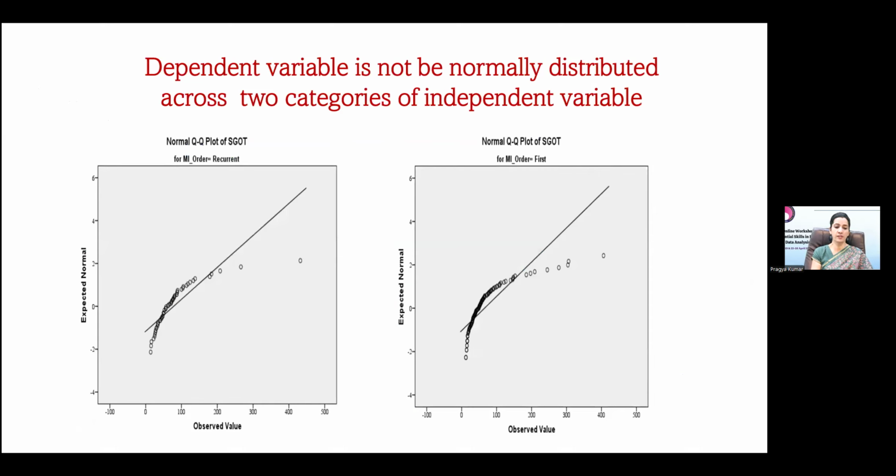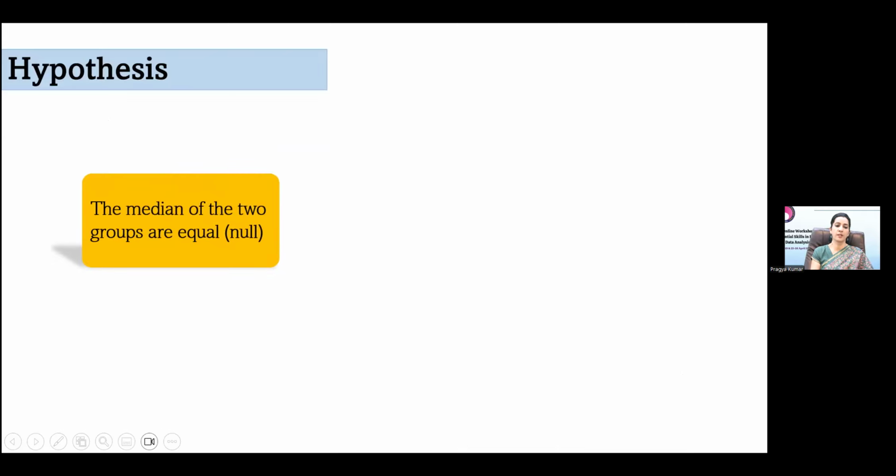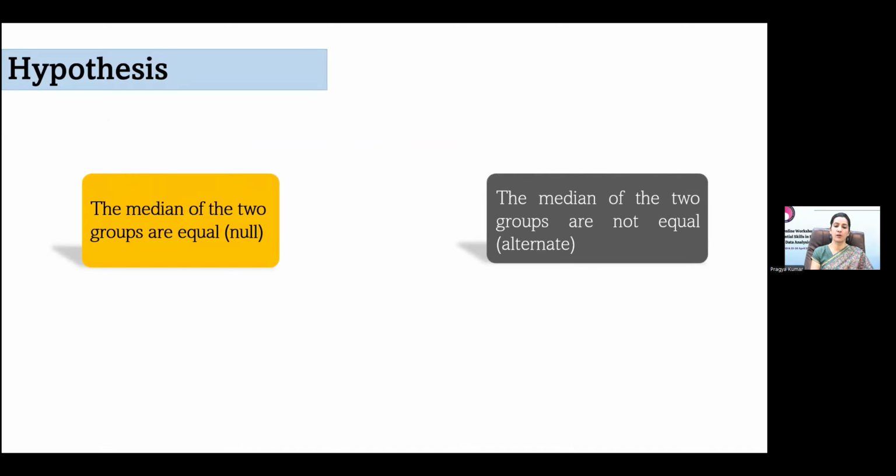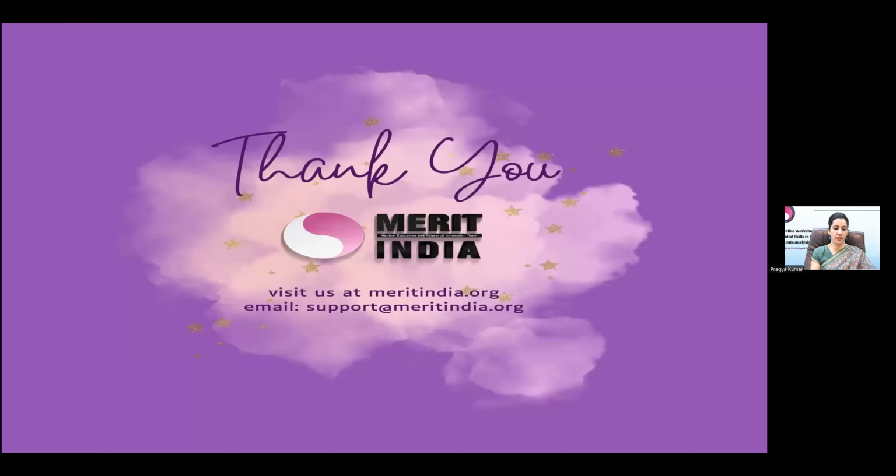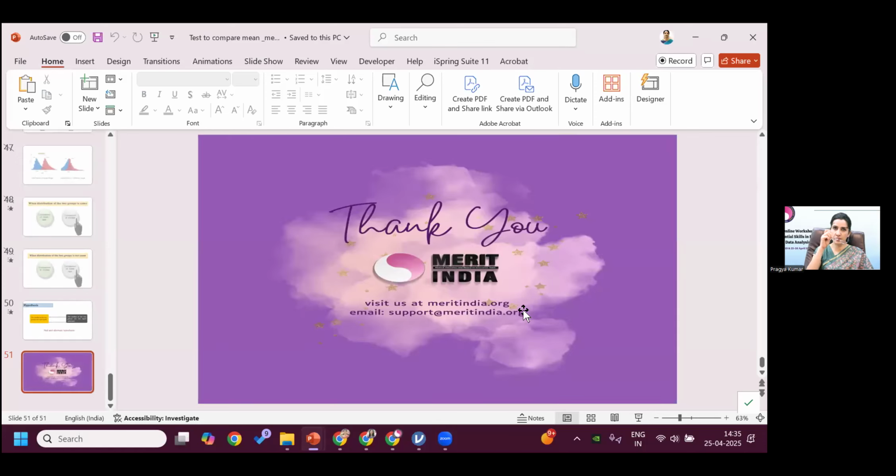So these are the two examples you can see here. This is the QQ plot of SGOT, and the two groups are recurrent myocardial infarction and first myocardial infarction. And if you see the plot, the shape is almost the same. The hypothesis says that the median of the two groups is equal, and the alternate hypothesis says that the median of the two groups is not equal. So I'll go to the questions. First, we'll see the independent sample t-test.